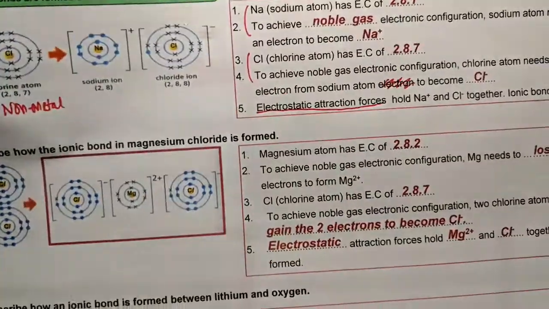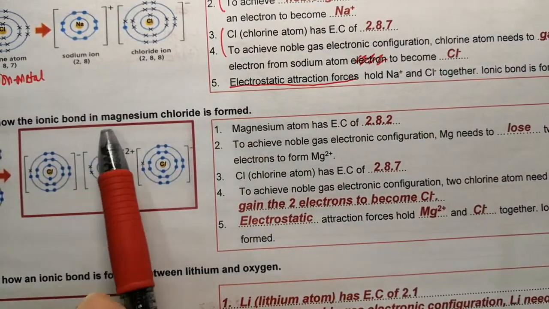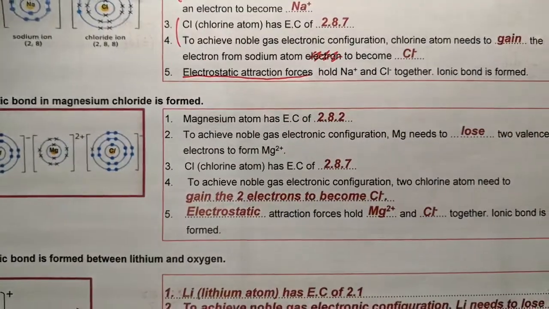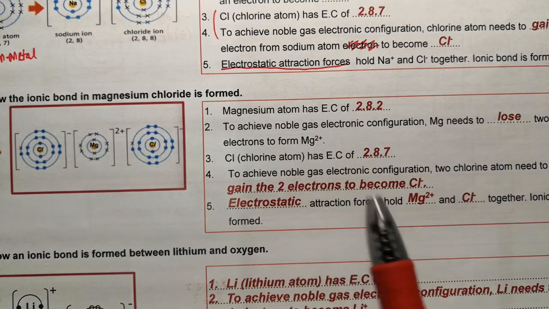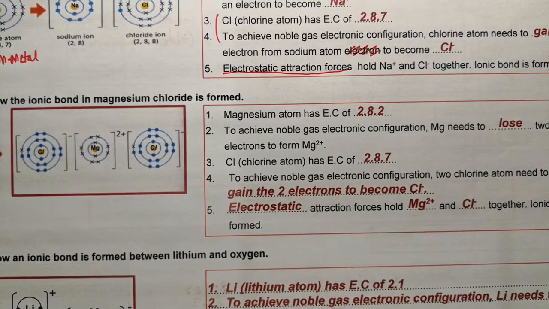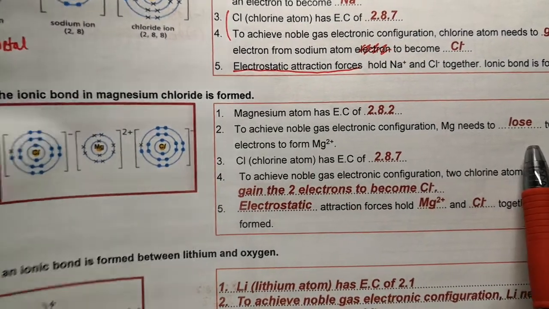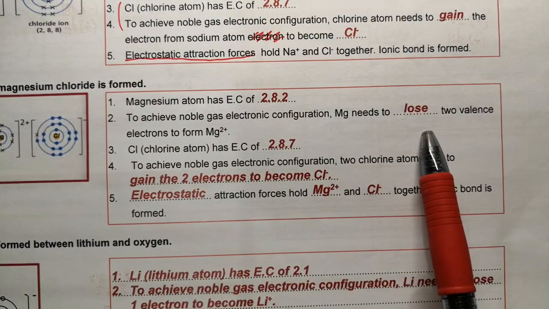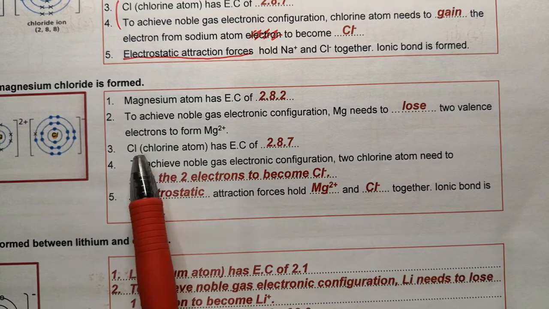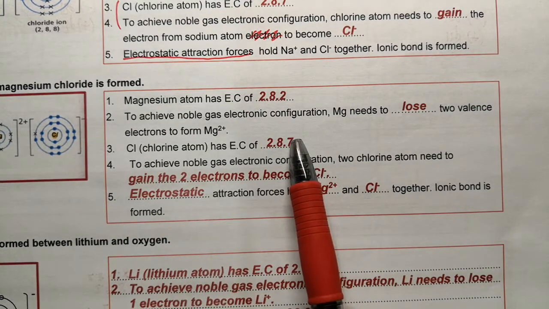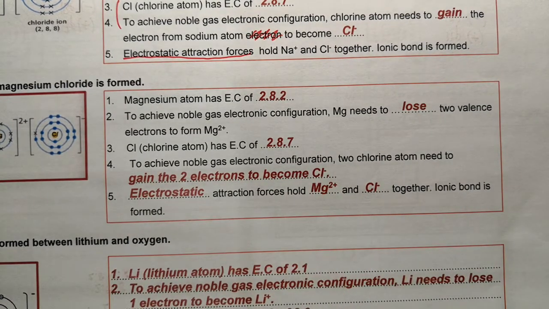So let's look at this question. Describe how the ionic bond in magnesium chloride is formed. So same thing. Start with the electronic configuration of magnesium atom. Then after that, illustrate that magnesium atom is unstable, so it needs to lose 2 valence electrons to form Mg2+. Then after that, the non-metal chlorine atom, electronic configuration 2,8,7. Again, it is not stable.